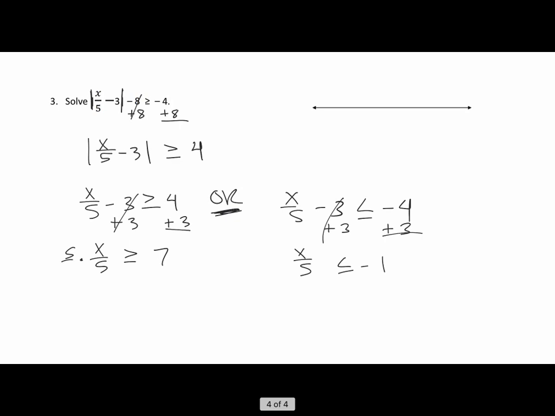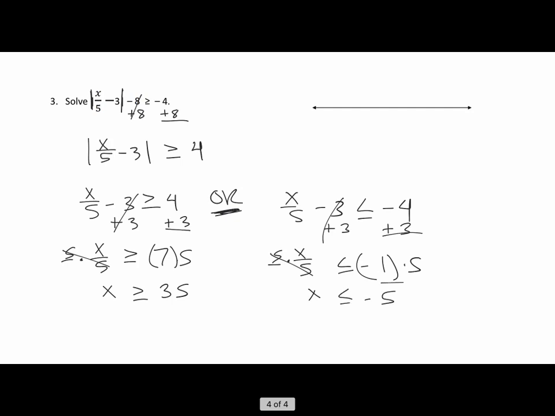Then just multiply by 5 on both sides of the inequality symbol. So that will leave just x on the left side. And for the first one, that's 35. For the second one, that's a -5.